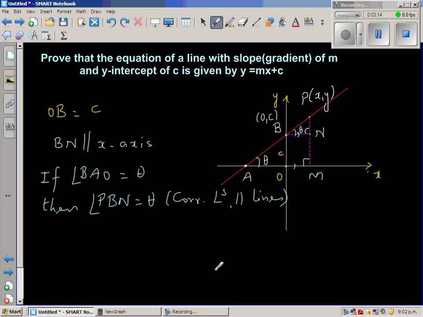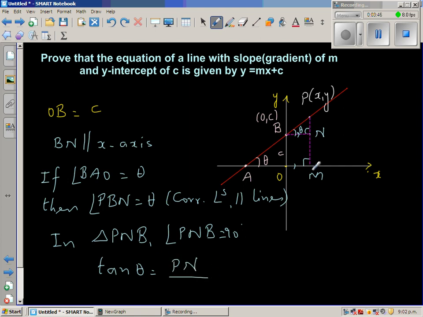Okay, so what happens now? In triangle PNB, angle PNB is 90, a right angle. So I can say tan theta is opposite over adjacent, so PN over BN. Tan, by TOA, is opposite over adjacent. Now this is nothing but rise over run.